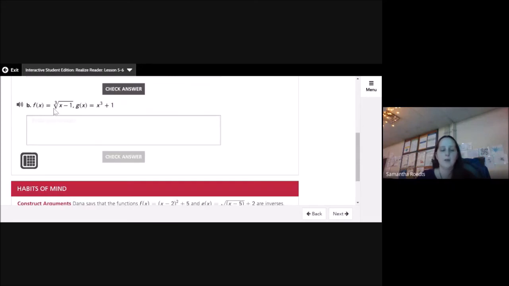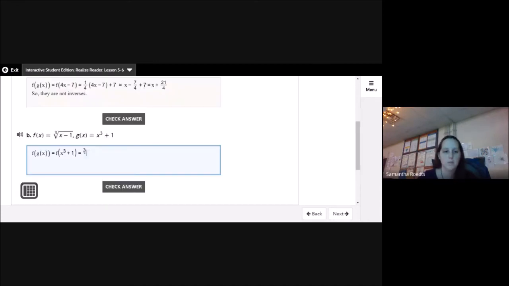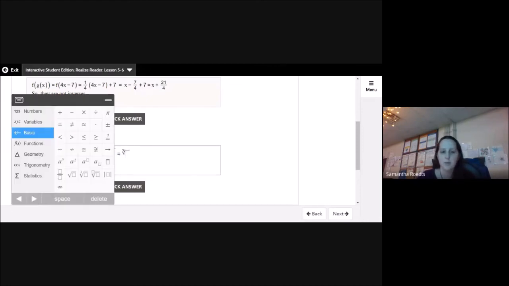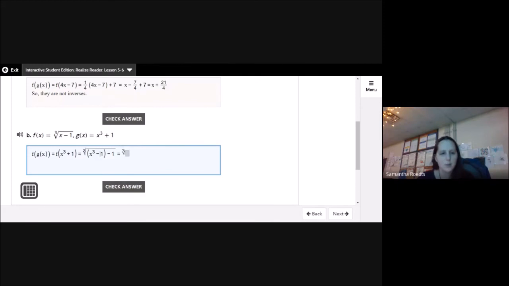Okay. For b, f of x equals the cube root of x minus 1 and g of x equals x cubed plus 1. So f of g of x equals f of x cubed plus 1. So then I have the cube root of x cubed minus 1 minus 1. So that gives me cube root. Oh, plus 1. Plus 1. Yeah, that makes sense. Gives me x cubed, which equals x.